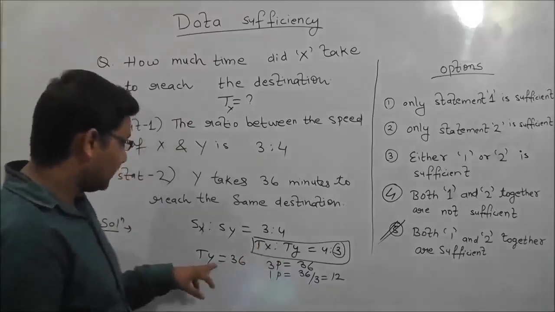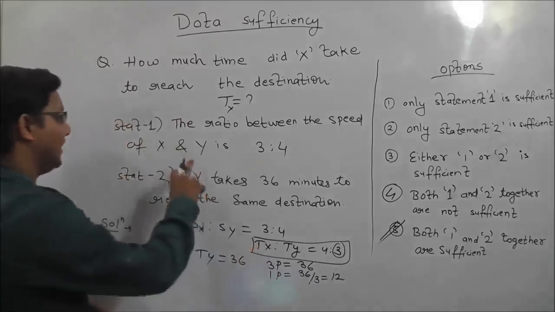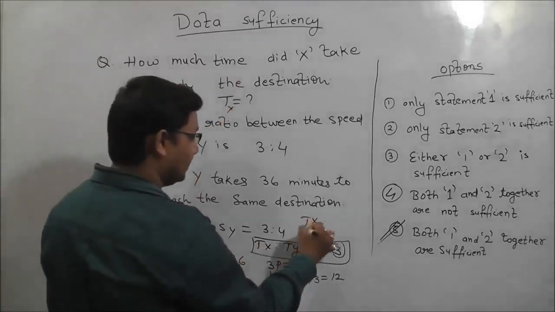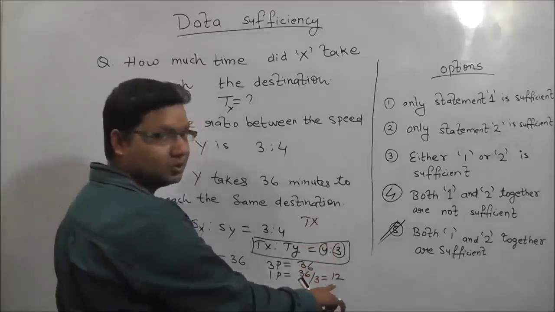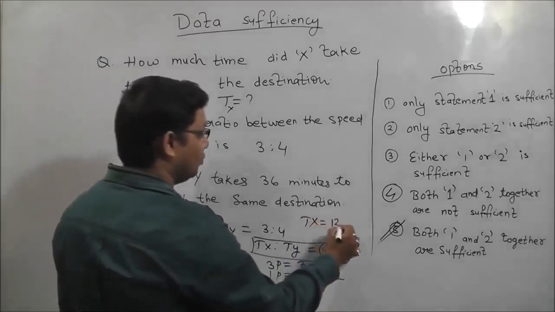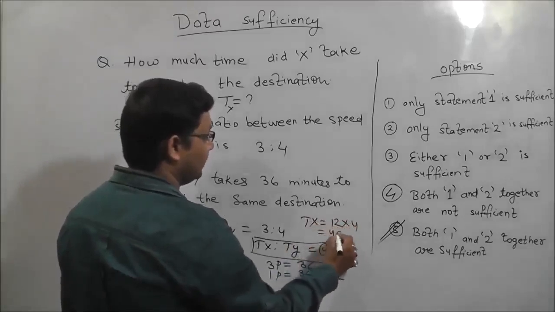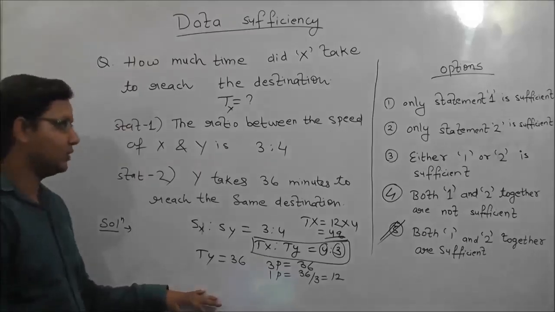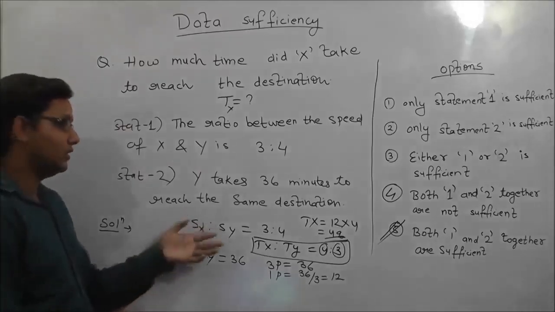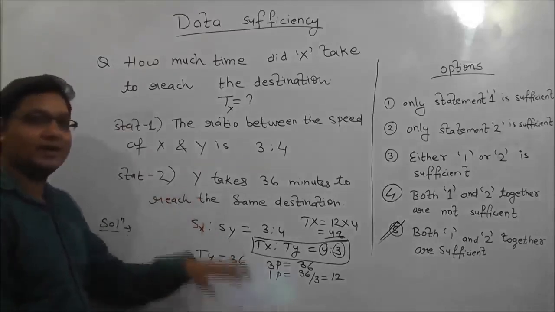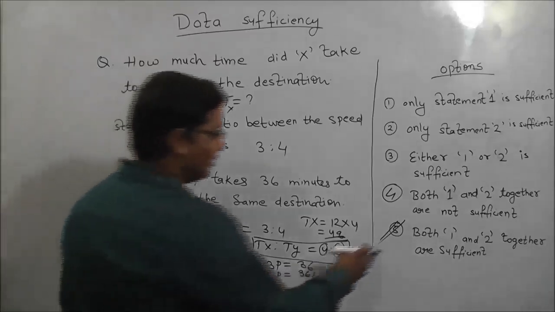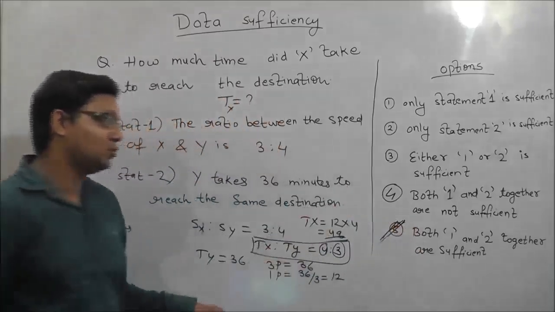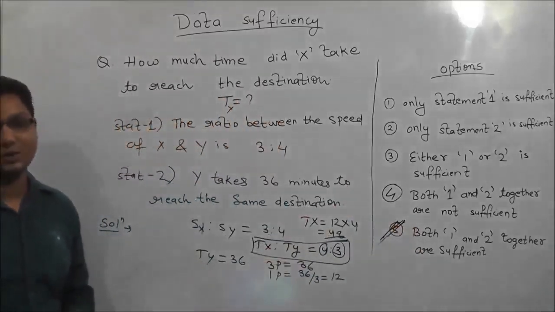So we have to find the time taken by X. The time taken by X will be 4 parts. So one part is 12, so 4 parts will be 12 into 4, that is 48. So we can see we are able to solve the question. So in this way we can solve this question. By combining we can get the answer. So the answer will be the fifth option, that is both 1 and 2 together are sufficient to answer the question.